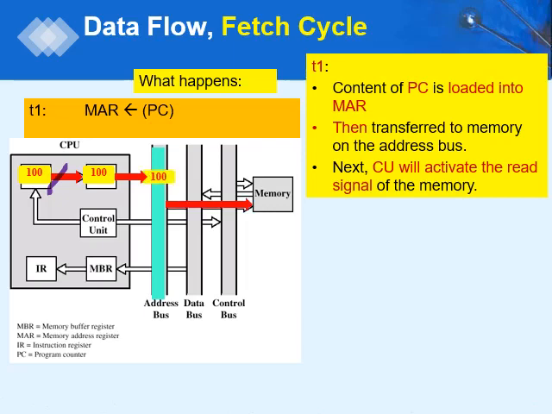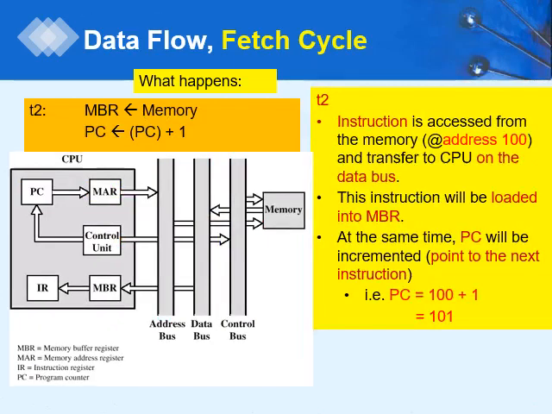So that 100 is transferred to memory. Meanwhile, the control unit requests a memory read using the control bus. We are going to go to the next 2 micro instructions. So in T2, we're going to do these 2 instructions.